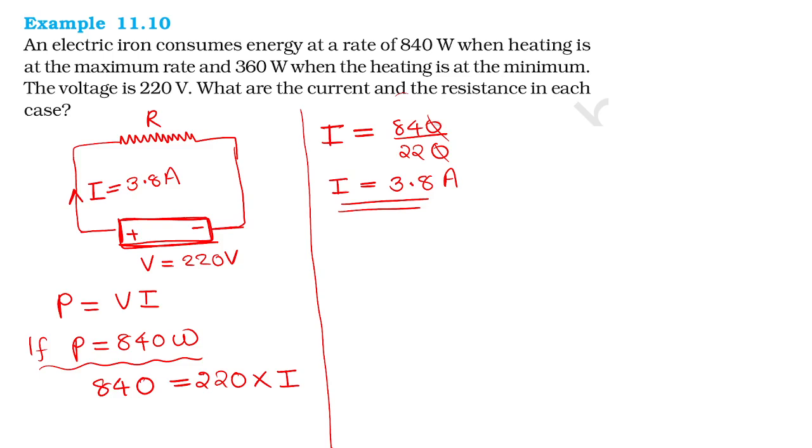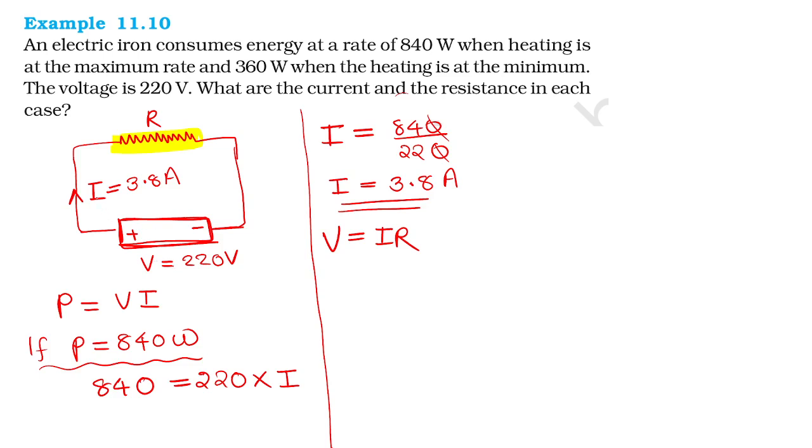Not finished. I want the resistance. It is mentioned in the question. I want the resistance of the iron box or electric iron. What is the resistance of this iron box? For that we can use Ohm's law. If there is a question about resistance, we can use Ohm's law, V equal to I into R. We studied that, Ohm's law we have already studied. In any question, if they are asking about resistance, you just use Ohm's law, V equal to IR.